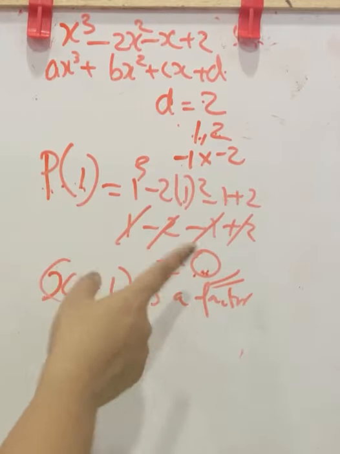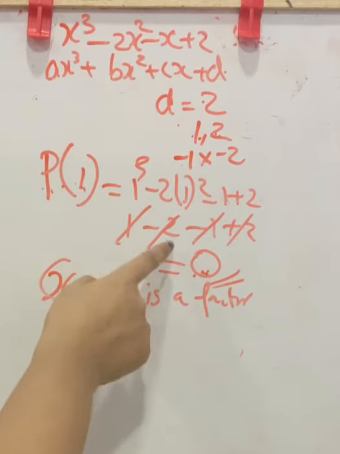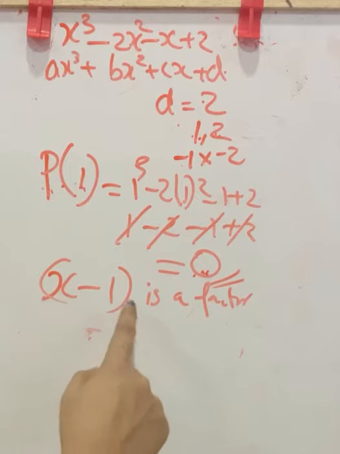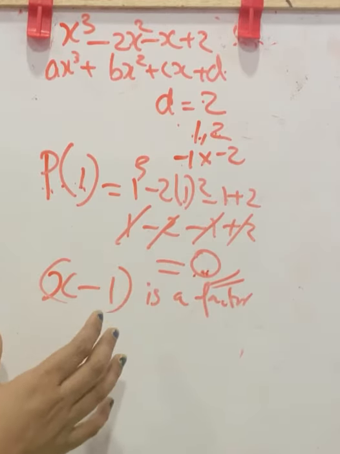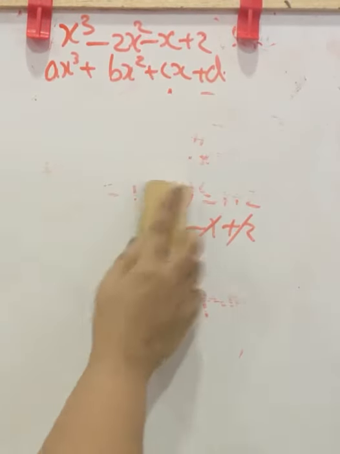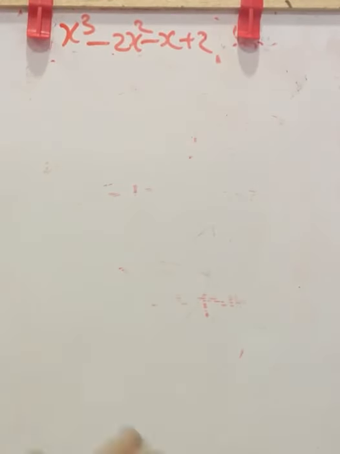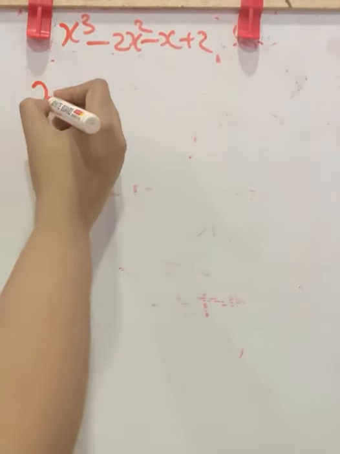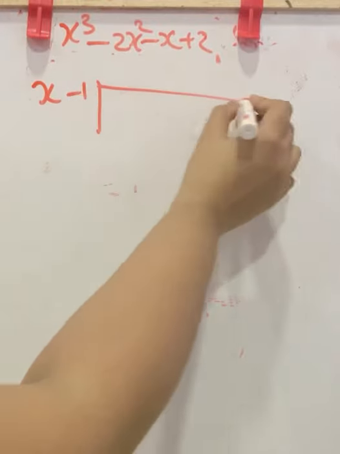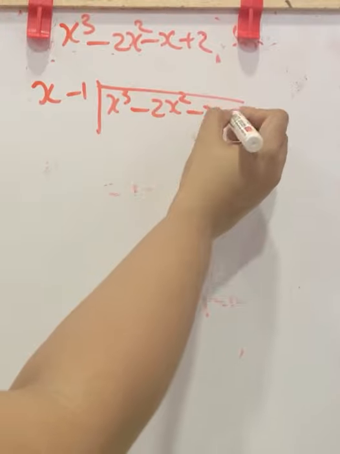If that is 0, then you want to write it as x minus that value as a factor. If the minus value is equal to 0, then you have to write it as x plus that value is a factor. Now after getting this one factor, you want to take that and divide the given polynomial. Here we got x minus 1 is a factor. Next step is to divide it with x cube minus 2x square minus x plus 2.